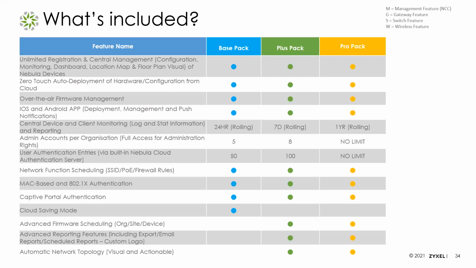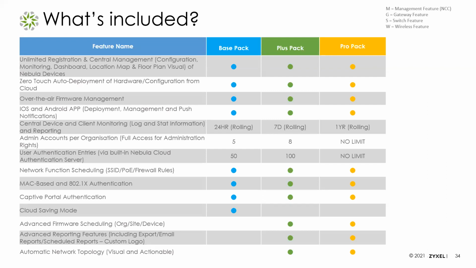We also have our own cloud-hosted authentication server. You can use this for 802.1x authentication. You can use it for captive portal. You can use it for MAC filtering. So for the free version of Nebula, you're limited to only 50 entries in that database. Plus Pack doubles that to 100 entries, and Pro Pack gives you an unlimited number of entries there.